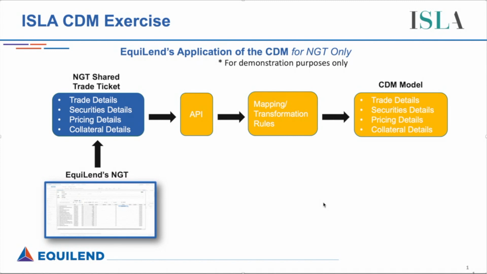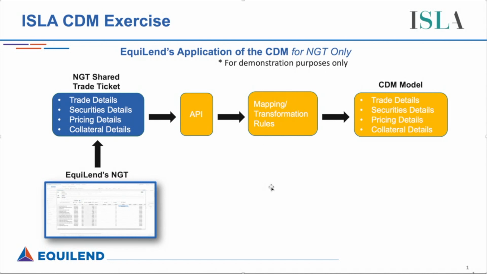On the one side of this diagram, we have EquiLend's NGT trading venue. On the other side, we have the CDM model representation of a securities lending trade. And in the middle are the mapping or transformation rules which are applied between the two. A set of programmatic data mappings and transformations were created by ISLA between an NGT shared trade ticket message and the ISLA CDM model structure. These mappings are encapsulated in the box shown right here.